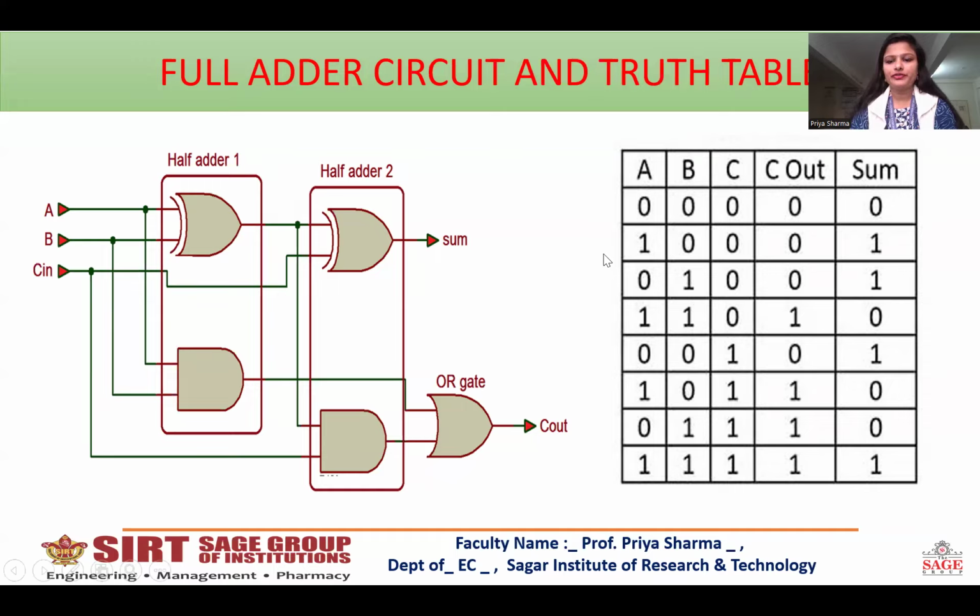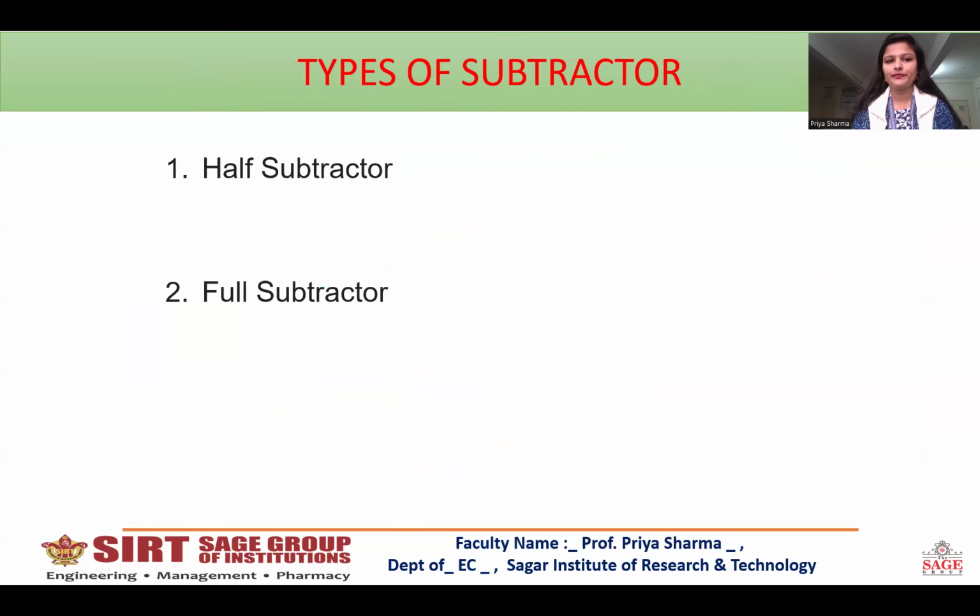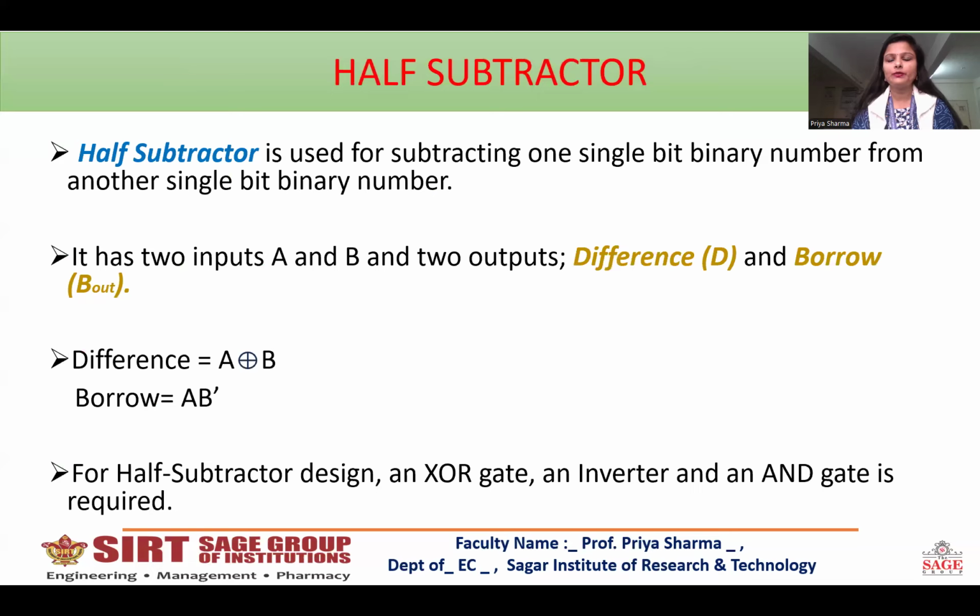Now coming to subtractor. So what is a subtractor? It is an electronic logic circuit for calculating the difference between two binary numbers, which provides the difference and the borrow as the output. Subtractor is also of two types, half subtractor and full subtractor. Half subtractor is used for subtracting one single bit binary number from another single bit binary number. It has two inputs A and B and two outputs, namely difference and borrow. Difference is given as A XOR B, whereas borrow is given as A bar B.